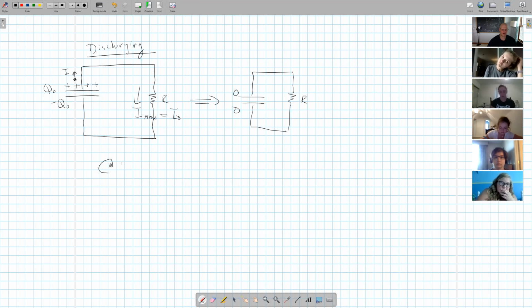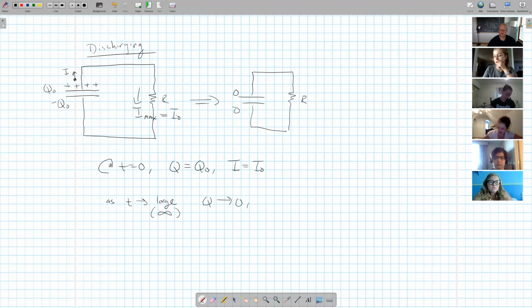So here we have at t equal to 0, Q is equal to whatever the initial charge is, Q0, and I is equal to the maximum amount of current, which we're going to call I0. Then as t goes to large, again, technically infinity, Q is going to go to 0, and I is also going to go to 0. So here, I'll plot these two.